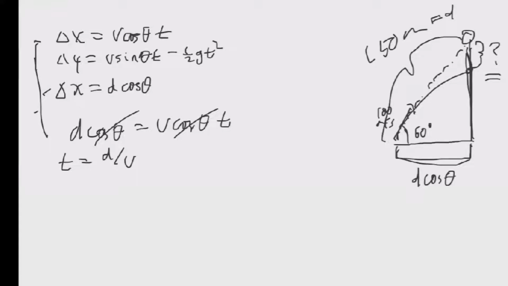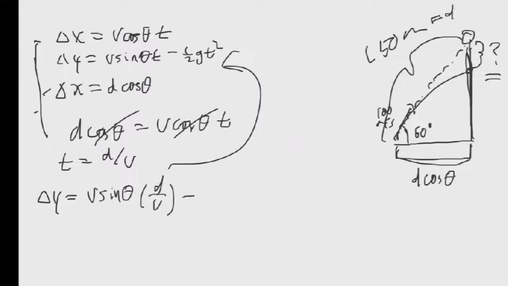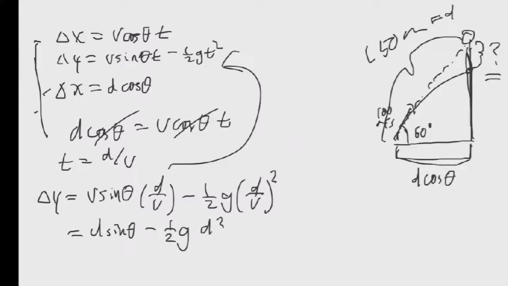Okay, so now what can we do? Well, we can plug this back into the second equation. So now what do we get? We get y is v sine theta times t, which is d over v, minus 1/2 g times t squared, which is d over v squared. So this is d sine theta minus 1/2 g d squared over v squared.